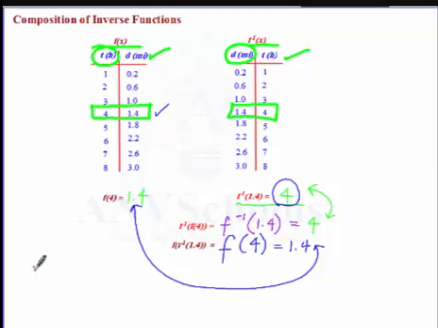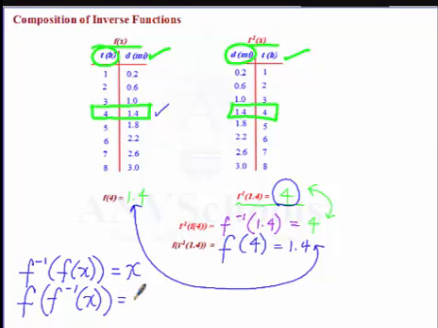So we have a property that is distinct here. If we take our composite function f^-1 of f of x, then that value is just equal to x. And on the other way, if we take the composite function f of f^-1 of x, this is also equal to x. So that's a property common for the composition of inverse functions.